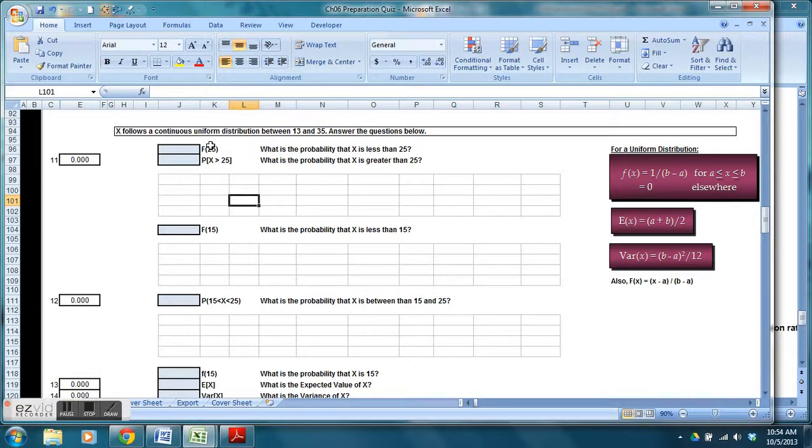So, x follows a continuous uniform distribution between 13 and 35. Answer the questions below. What is the probability that x is less than 25? So, what that is asking for is big F of 25, the probability that it's less than 25, and I give you this formula right here. It's not in purple, there's no purple backdrop, but probably the most important formula for this uniform distribution. So I'm going to copy this.